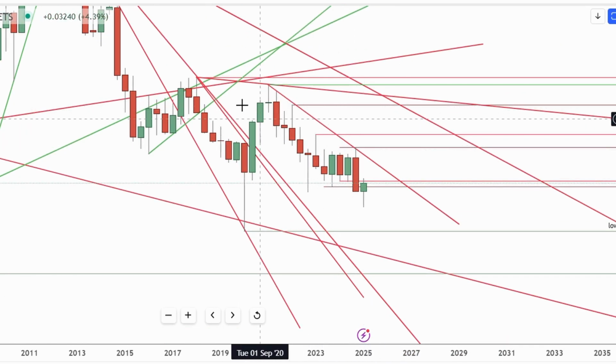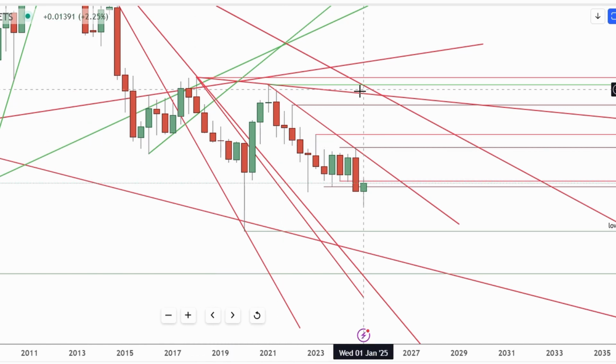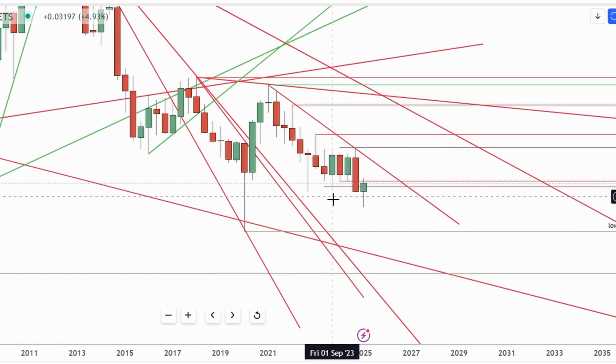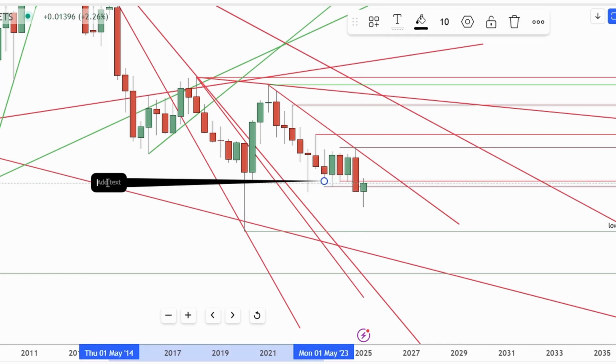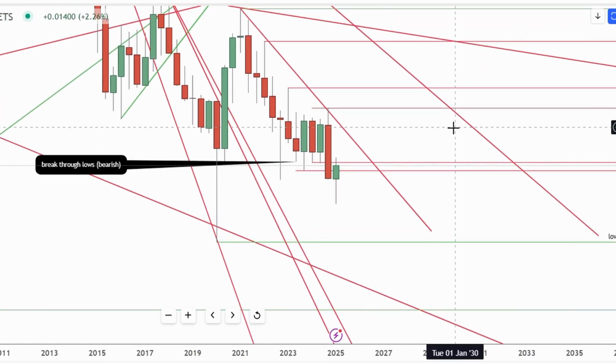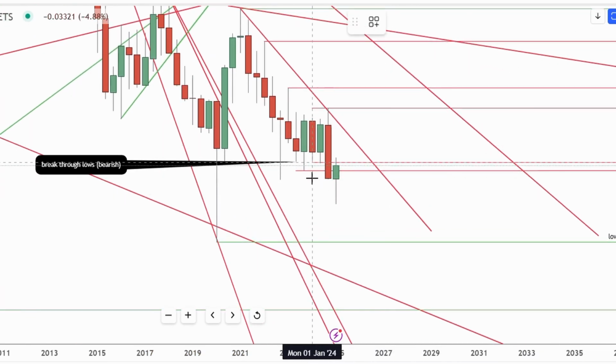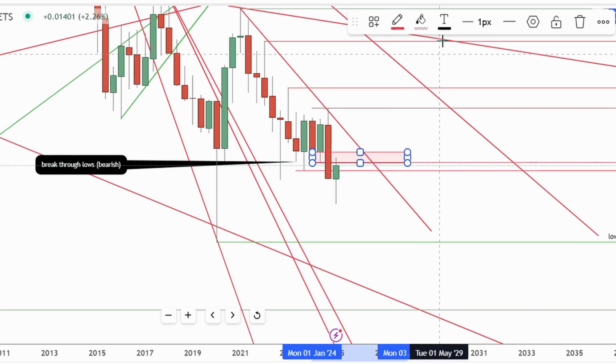So a lot of red here, which means a lot of resistance and a lot of selling, which is why we broke through these lows. I'm gonna mark this. Breakthrough lows, bearish. If we then zoom in a little bit more, so we wanna, this is a selling zone.